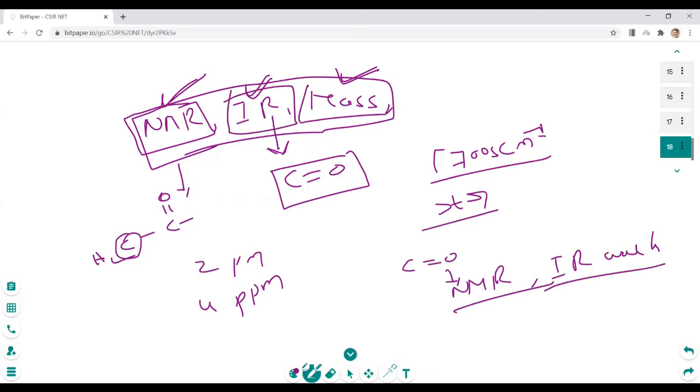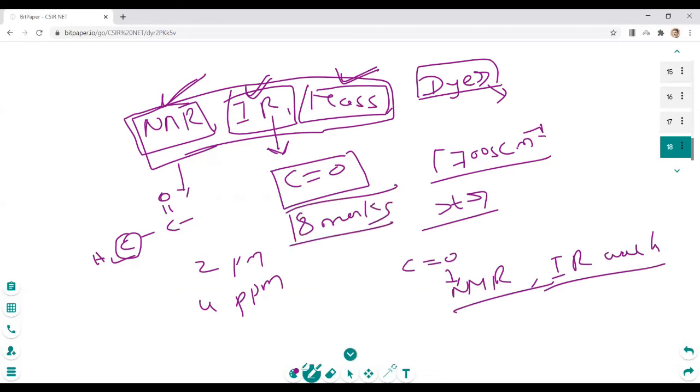Try to solve as many problems as possible. I'll suggest one book, you might have known it, Spectroscopy by Dyer. There will be some 20 problems at the end. Try to solve all 20. If you solve all 20, then I can assure you you're going to get at least 8 marks out of 10 in NET for sure. It's 100%. And then try to solve similar kinds of problems.